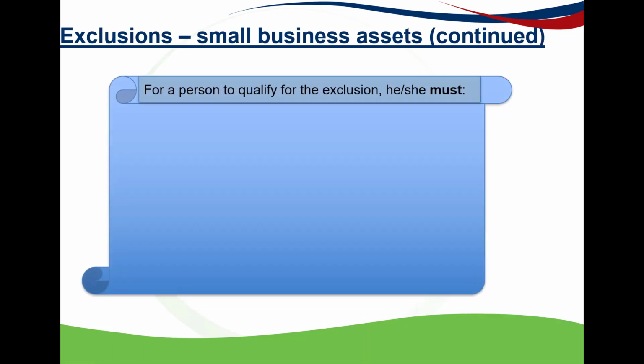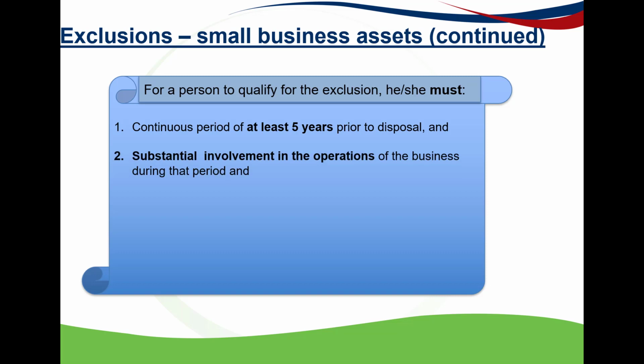There are certain requirements that must be met to qualify for the exclusion, and those are as follows. The natural person must have held the small business for their own benefit for a continuous period of at least 5 years prior to the disposal of the business assets. The natural person must have been substantially involved in the operations of the small business during the 5-year period.